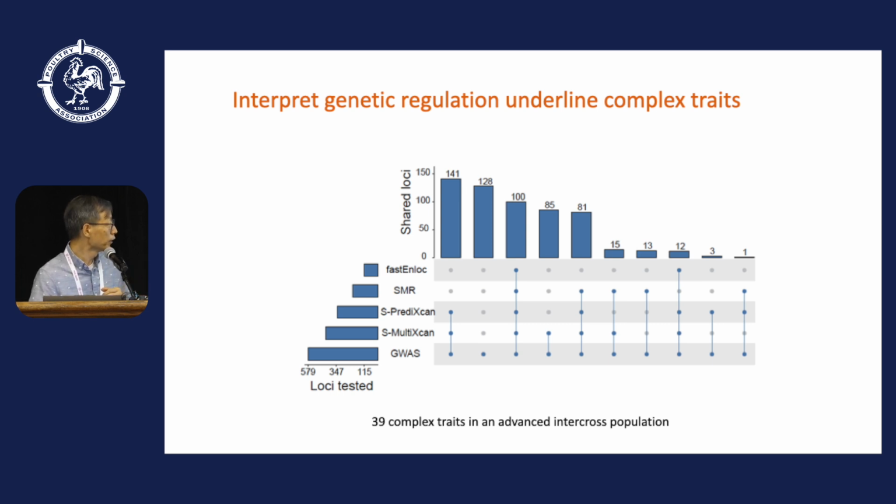Basically, what we did is look at almost 40 different complex traits in an advanced intercross population. We use four different models, and different models have different hypotheses. Basically we try to look at how many of those GWAS-associated SNPs will be co-localized with those molecular QTLs. As you can see, some of these overlap, and some have very limited overlap.